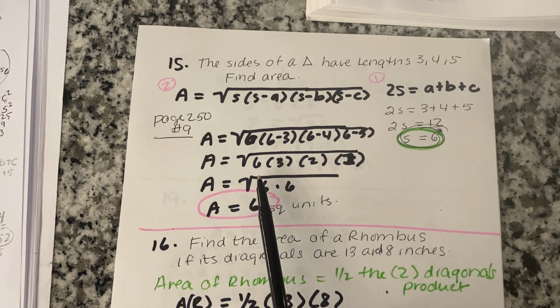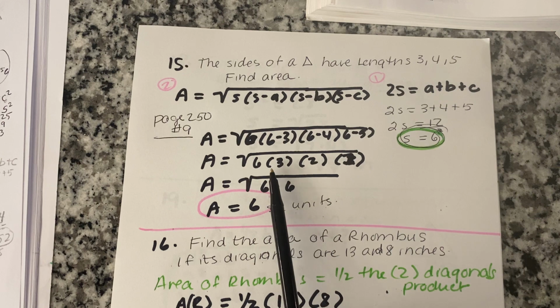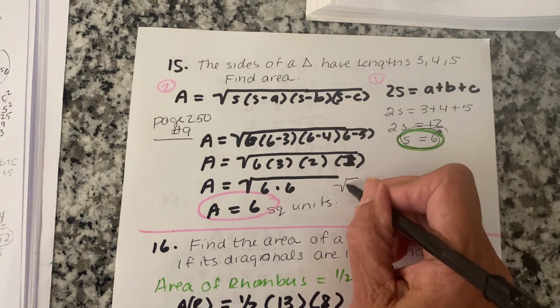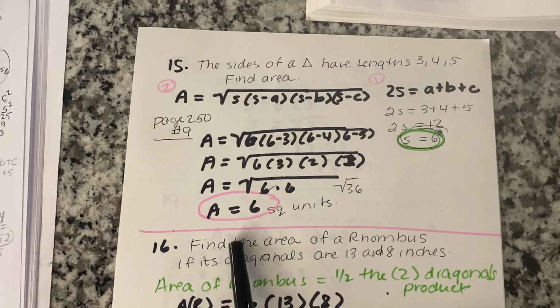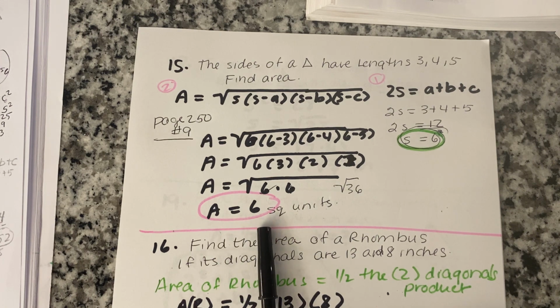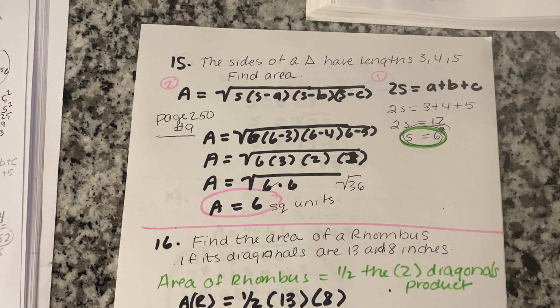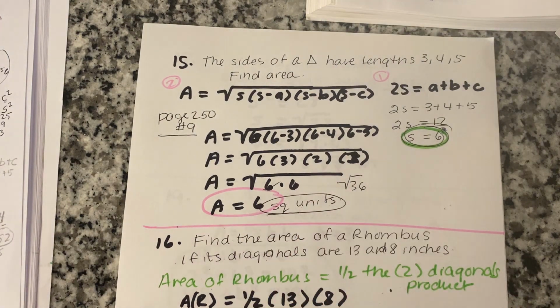So now we have the square root of 6 times 3 times 2 times 1, and of course don't worry about that 1. So we have 6 times 6. The square root of 6 times 6 is the square root of 36. We know that's going to be 6. So we have A equals 6 square units being our answer. So we now know the area is going to be 6. Make sure you put your square units. Whenever you have area, you've got to have square units. Okay?